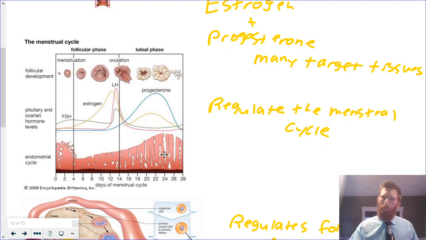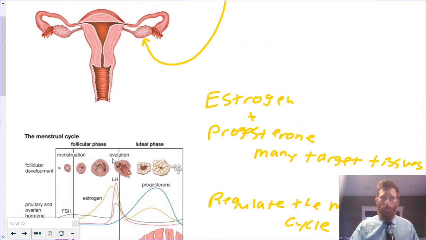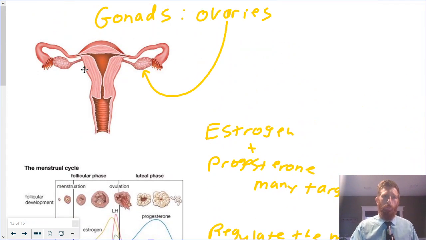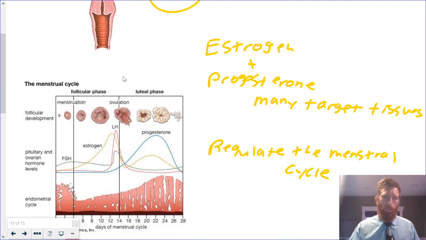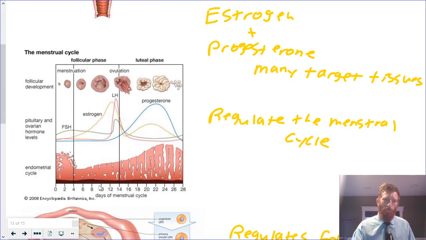Let's see. So it regulates the menstrual cycle. Here we have our estrogen, a spike in estrogen right before ovulation, and then progesterone. You can see this is a graph of what's happening in the endometrium, right? We're going to learn with reproductive anatomy that there are three layers to the uterus: the endometrium, the myometrium, the muscular layer in the middle, and then the perimetrium on the outside, right? And so this is a graph of the endometrium.